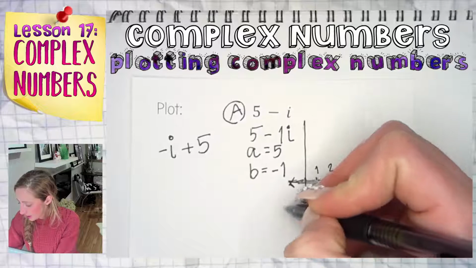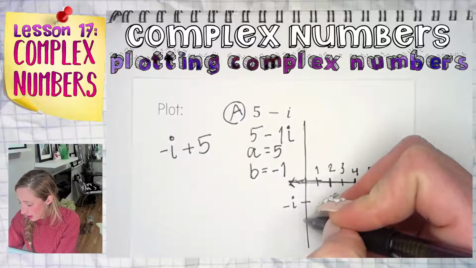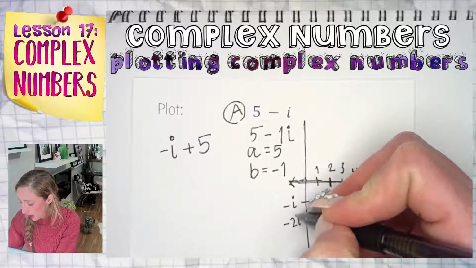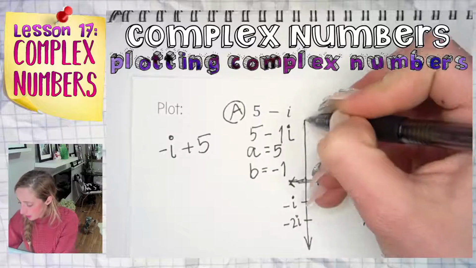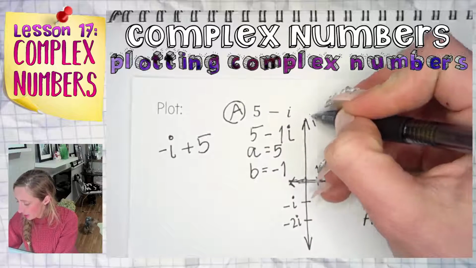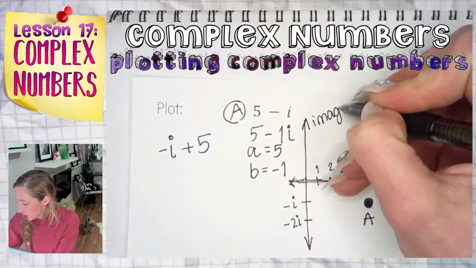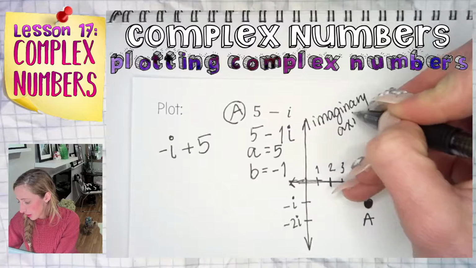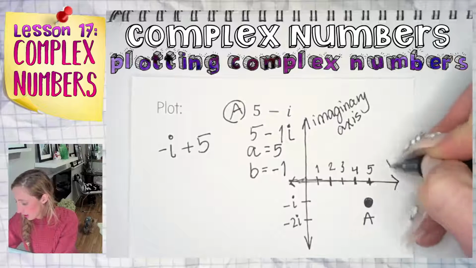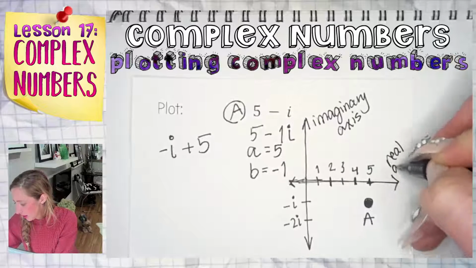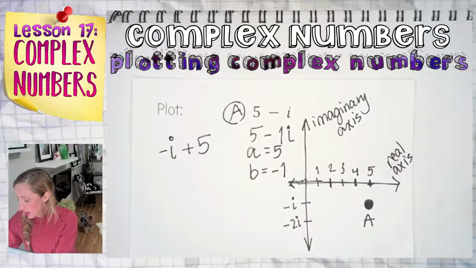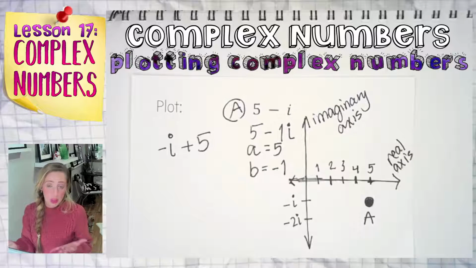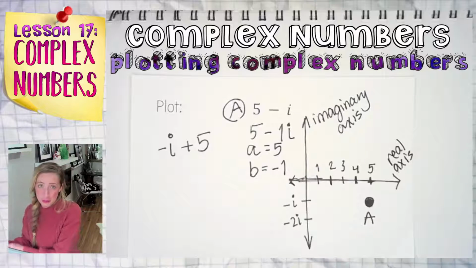And then right there is our negative i. Maybe we put a negative 2i on here as well. Put on my arrows, label this one imaginary axis and real axis. So that right there was me working backwards and making sure that my graph fit where I wanted the point to be on the paper. So I put the point down first and worked backwards.